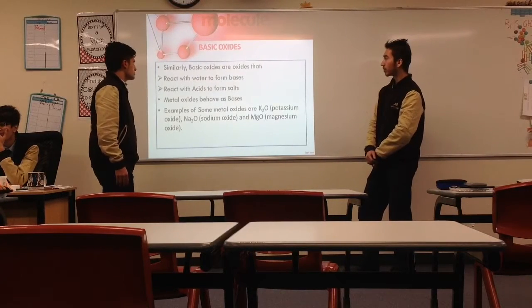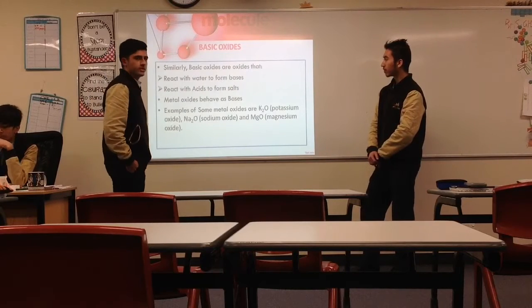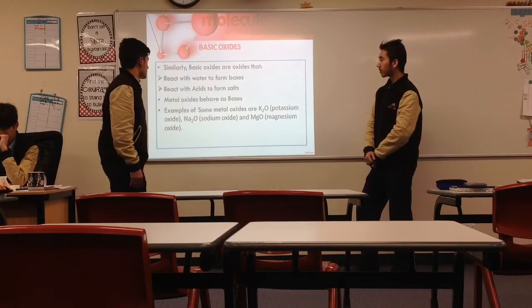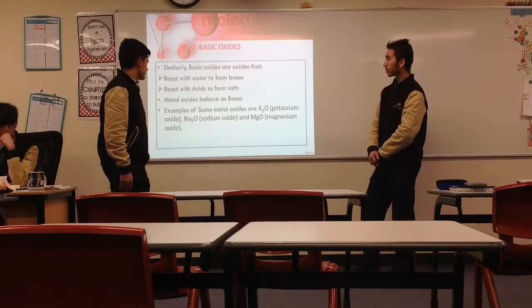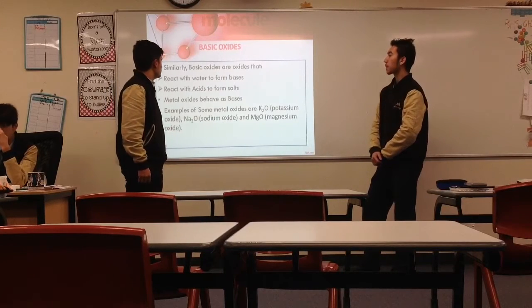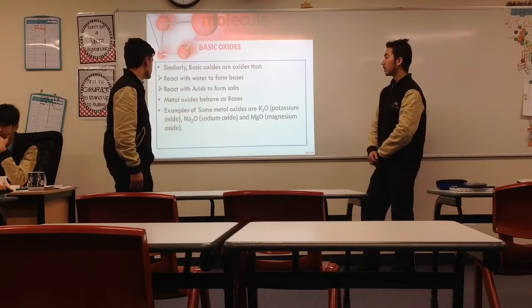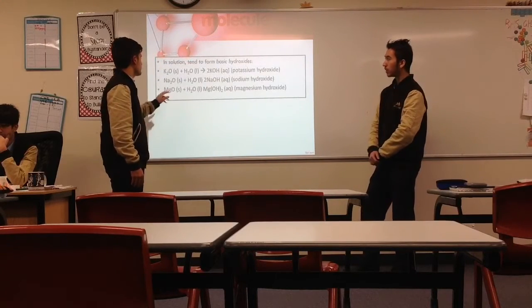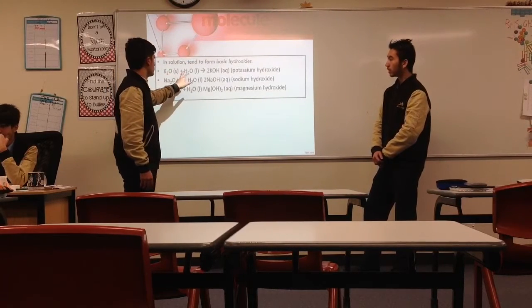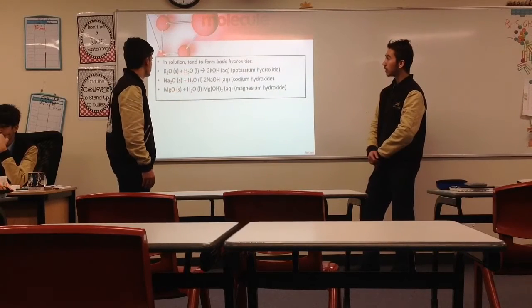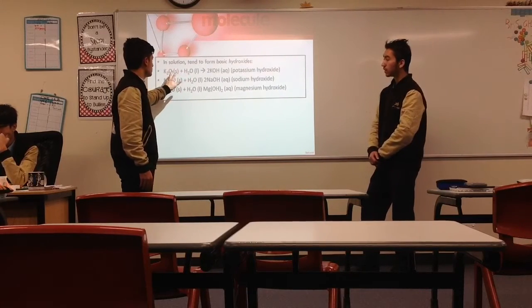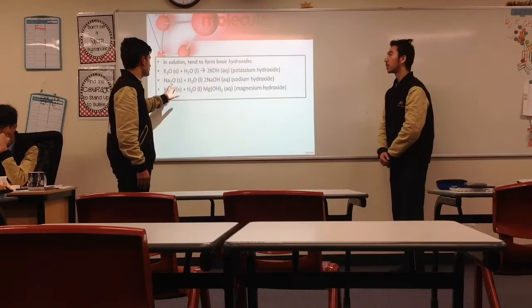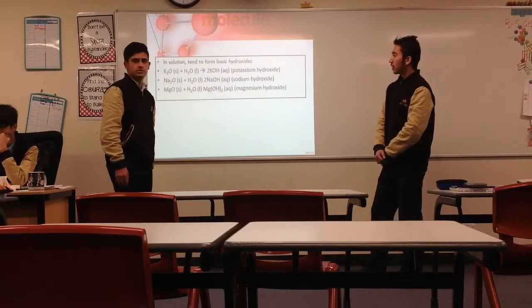Similarly, basic oxides are oxides that react with water to form bases or react with acids to form salts. Metal oxides usually behave as bases, and examples of basic oxides are potassium oxide, sodium oxide, and magnesium oxide. In the same way, they become basic hydroxides when in solution. So this forms potassium hydroxide, this forms sodium hydroxide, and this forms magnesium hydroxide.